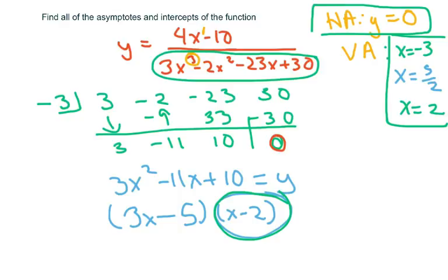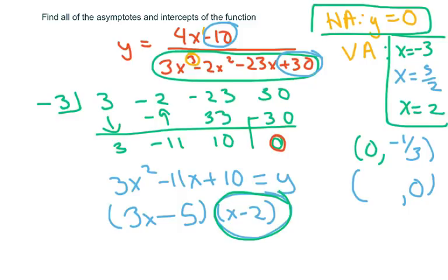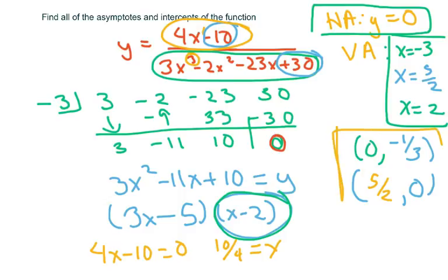Now we have to find the intercepts. The y-intercept is when x is 0. So all I'm going to do is divide -10 by 30, and that's -1/3. And when y is 0, I'm just going to look at my numerator here and set this to 0. So we have 4x minus 10 equals 0. So 10 over 4 equals x, which is 5/2. So these are your x and y intercepts, and these are your asymptotes.